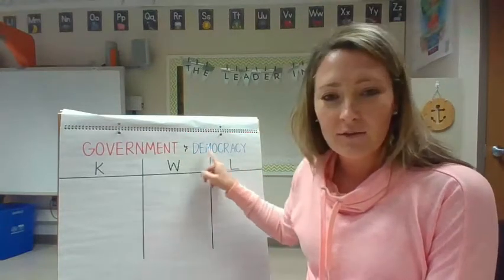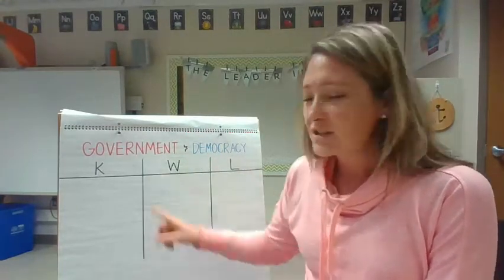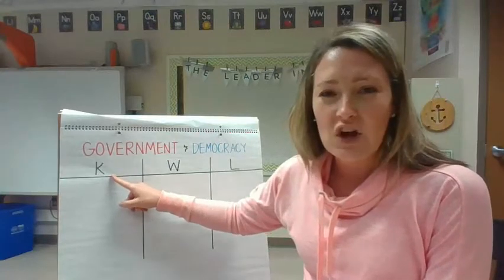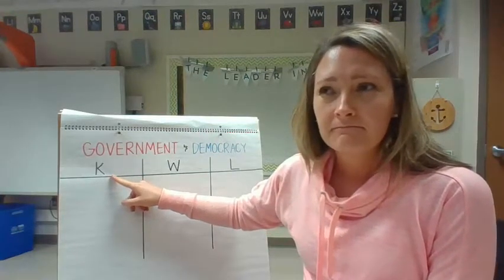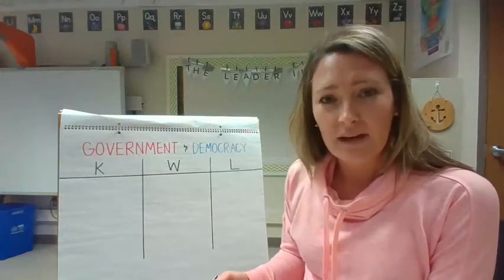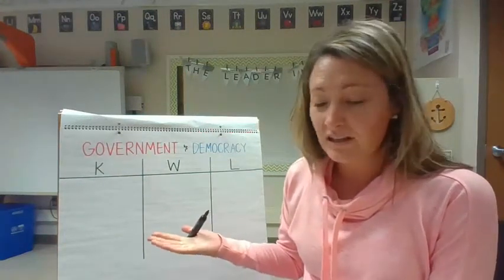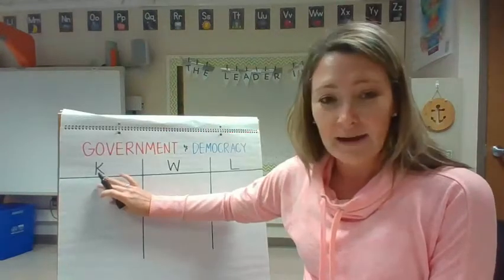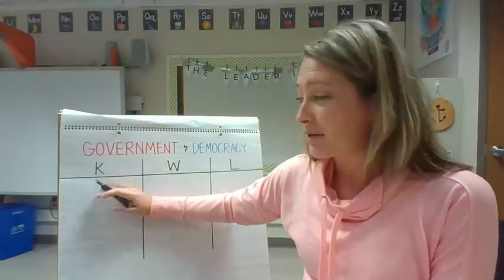So thinking about government and democracy, I first want to think about, well, what do we already know? Well, I know laws kind of have to do with government, right? And we've learned about rules and laws. So I can put that under my K because that's something we already know. We already learned that.